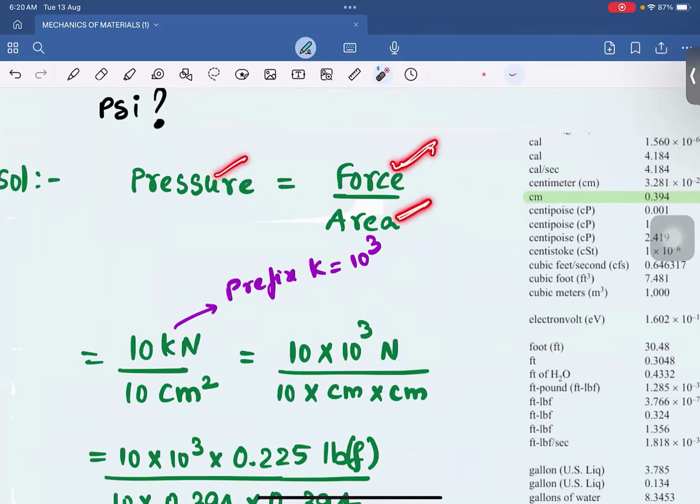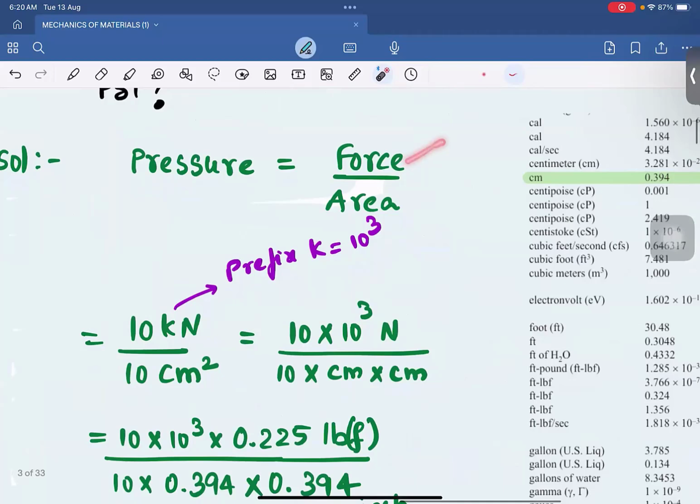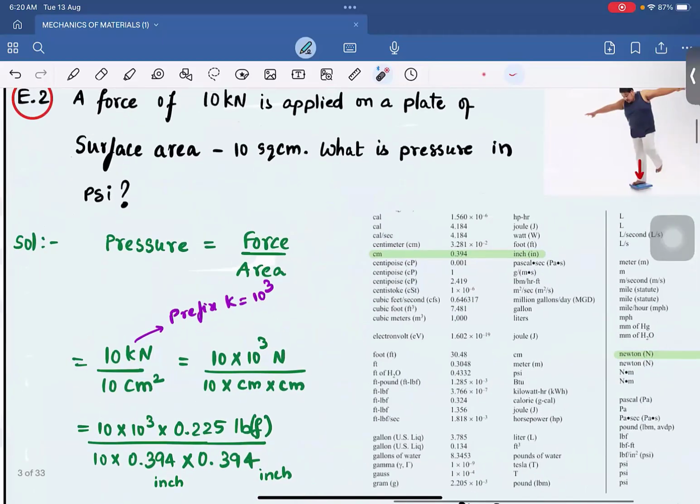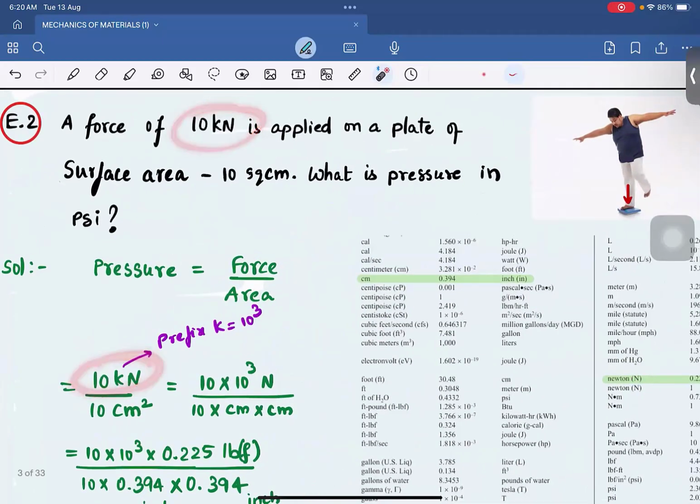This is a basic formula. And the force I have given here is 10 kilonewton. I wrote it here. And the area is 10 square meter. Now 1 kilo, as I said, the prefix is 10 power 3. So 10 into 10 power 3 Newton by 10 centimeter square, meaning centimeter into centimeter.